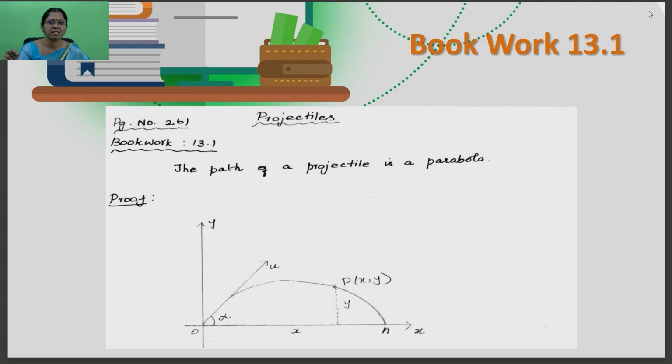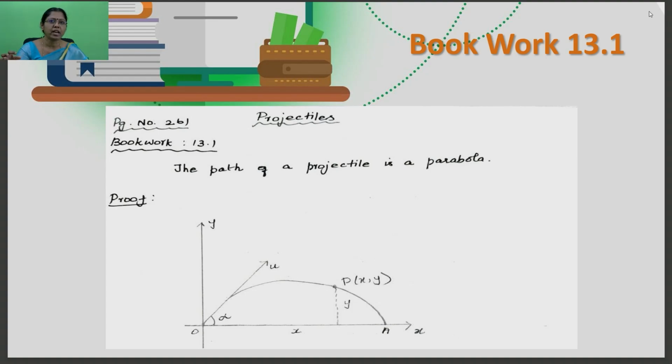The object hits the ground at A. You can see that OA lies on the same horizontal plane, and OA is the horizontal range. Once you throw the object, you need some velocity. That velocity we call U, the initial velocity. If you check, it is inclined at an angle alpha with the horizontal. So all that we need to consider.